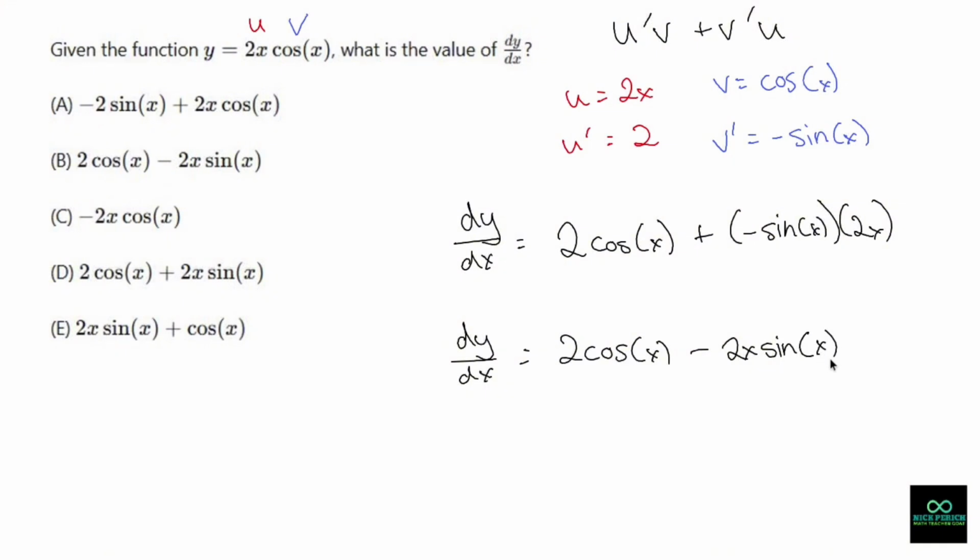So the derivative using the product rule of 2x cos x is going to be 2 cos x minus 2x sine x, which is going to be B, baby. So yeah, fun stuff. Hope this helps.